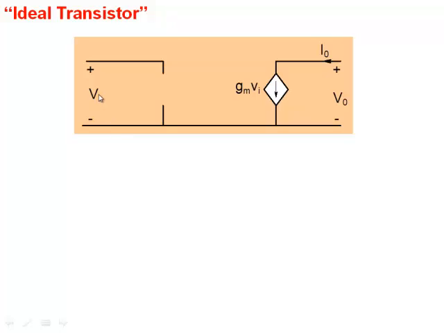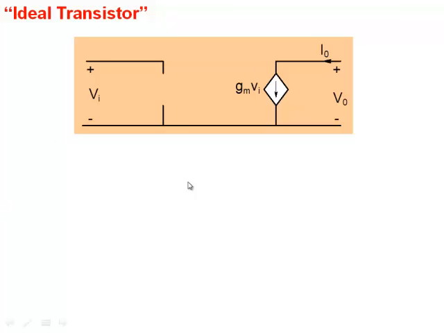From the input side, we find it's an open circuit. Why? Because with transistors we want to amplify, and if it's an open circuit, it does not draw any current from the source. That's a good feature to have. Whatever source you connect, it doesn't draw much power from that particular source.